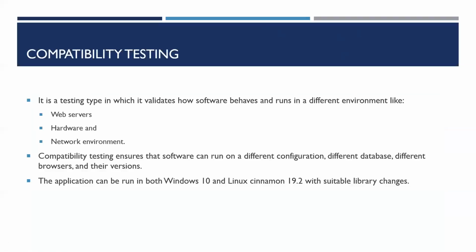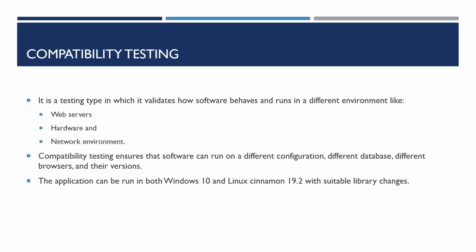compatibility testing. This is the second testing method we have chosen to evaluate our application. In compatibility testing, the definition states that we run the application in different environments. If it's a web application, we try to run on different web servers, different hardware, and different networks. Ours is a desktop application, so it must be able to run on different operating systems. There are only two major operating systems used everywhere, Windows and Linux.